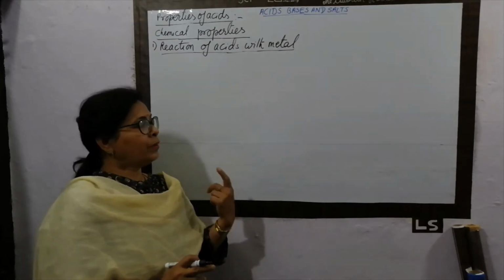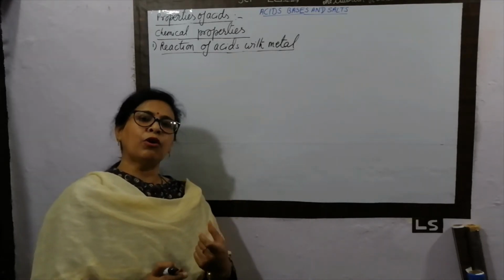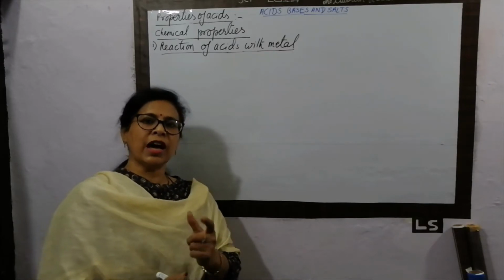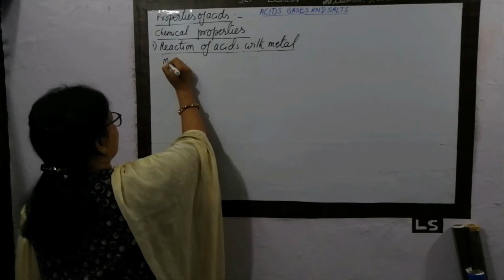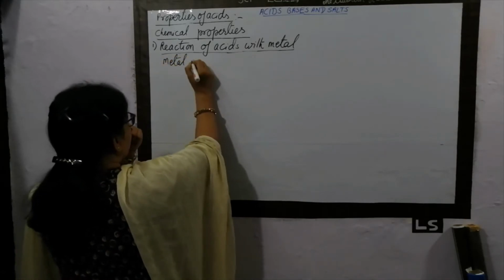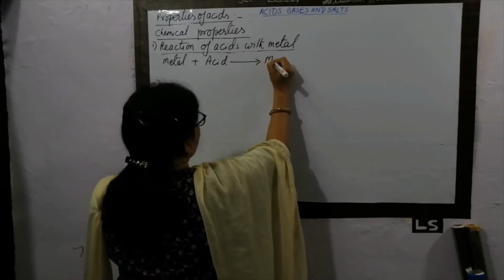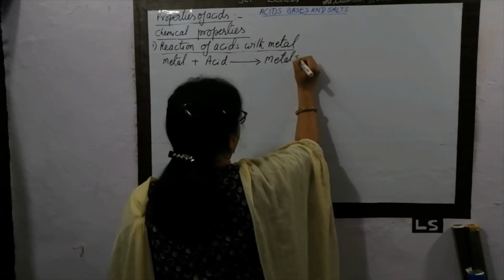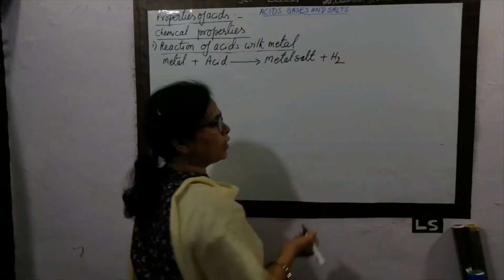So what happens when metal reacts with acid? When metal reacts with acid, it forms a metal salt, and in this process hydrogen gas is also released. So we must make the word equation. One metal reacts with the acid, and what happens? One metal salt is formed, and not only the metal salt, hydrogen gas is also released.